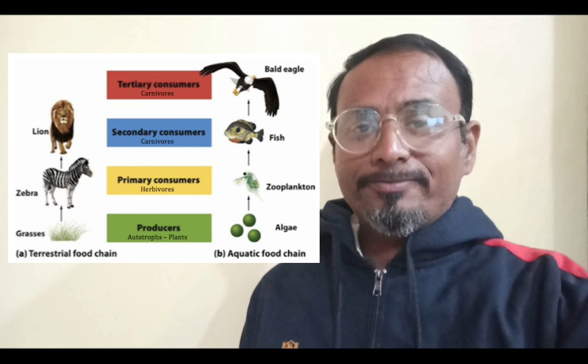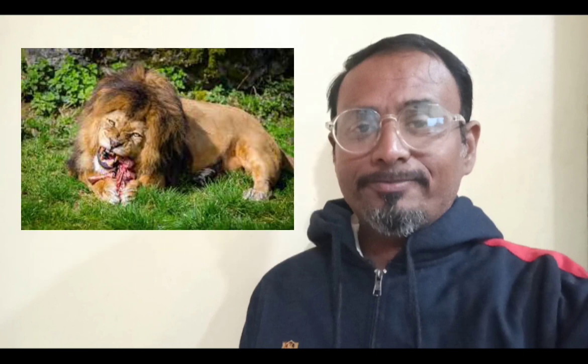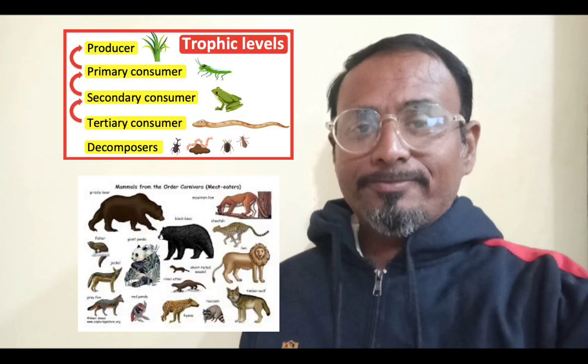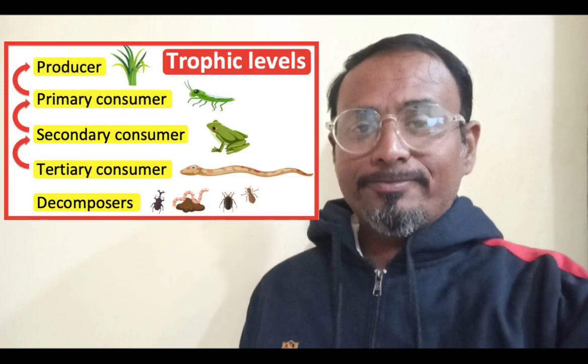Second is herbivores. Third one is carnivores. Carnivores are flesh-eating animals which feed themselves on the flesh of herbivores, and are called secondary consumers. Why are these secondary consumers? Because they feed on herbivores. The herbivores feed on plants. So the herbivores are primary consumers and the carnivores are secondary consumers.